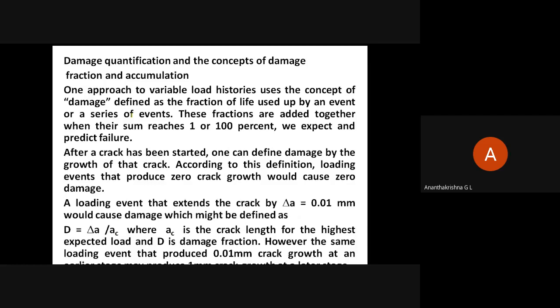Next, one approach to variable load histories uses the concept of damage, defined as: damage is defined as the fraction of life used up by an event or series of events, and these fractions are added, and when their sum reaches 1 or 100%, then we can predict failure to occur. So start from damage and complete the sentence in your notebook.